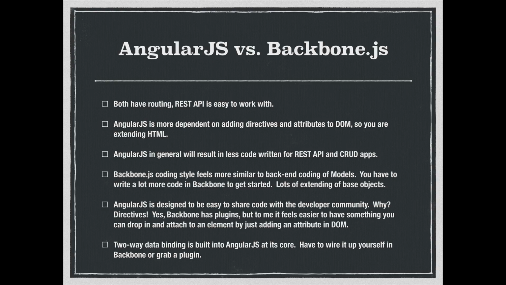So I want to do a comparison of AngularJS versus Backbone, because they seem to me like the most popular frameworks out there. Both have routing and client-side routing, where you have a path that's mapped to a controller and templates. And a REST API is easy to work with in both. They both have it basically built in. AngularJS is more dependent on adding directives and attributes to the DOM, to HTML, so you're really extending HTML. Backbone is not like that at all.